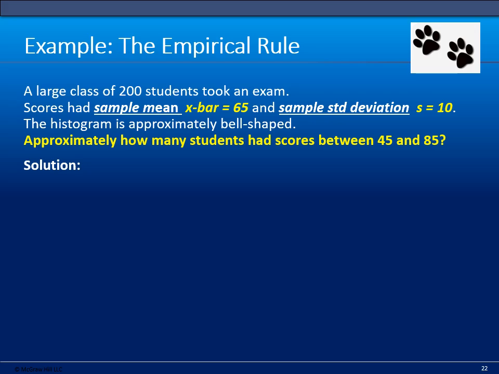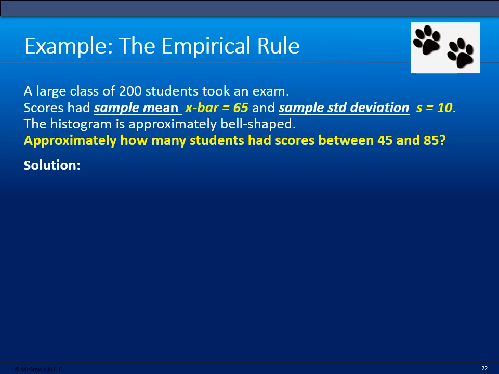Here we have another one. So why don't you try to do this? Again, hit pause. You have a large class of 200 students. The sample mean is 65. The sample standard deviation is 10. The histogram is bell-shaped, so we know it's symmetrical. How many students had scores between 45 and 85? So based on what we just learned, see if you can answer that question. Hit pause and do some thinking about this, the empirical rule, and the percentage of data that falls between 2 points.